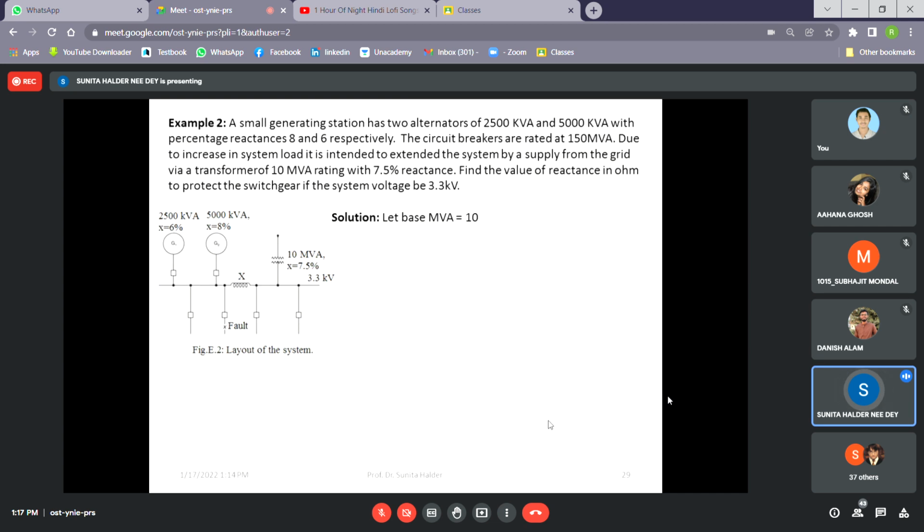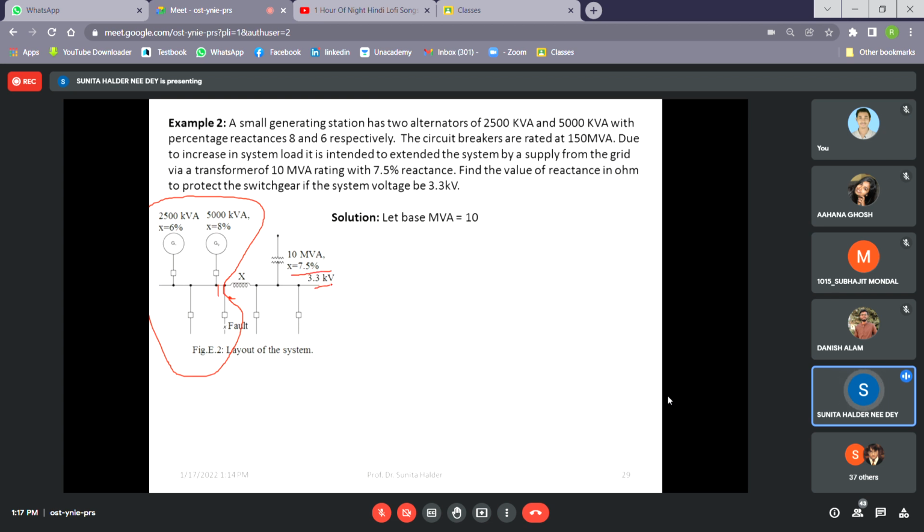Now let us discuss it through an example. Say this is a substation. This much is the substation without reactor. So this is a substation where there are two generators and there are feeders, right? Now these are the enhanced capacity. The capacity of the plant has been increased. For that reason, we need a supply from the grid through this transformer.